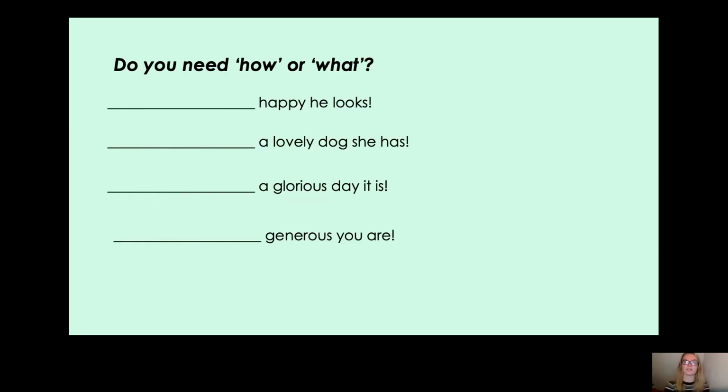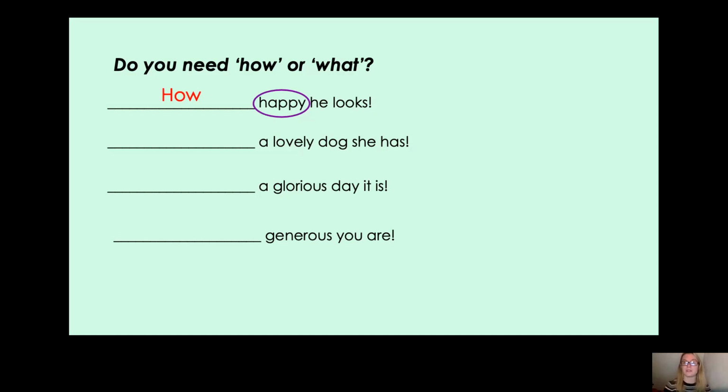Now here we have some exclamation sentences that are missing the first word, and we need to decide if we need how or what. So let's have a look. The first one, happy he looked. Have we got a noun phrase or an adjective after the gap? We've got happy, haven't we? Adjective. There's no noun that's going with that. It's just the adjective happy. So therefore, we need how before it.